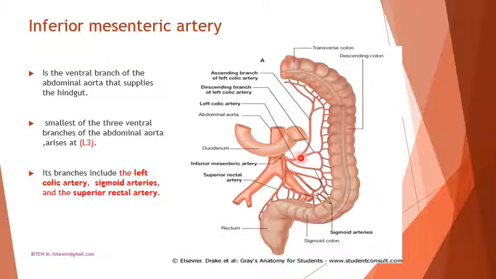Its first branch is the left colic artery. Then these are the sigmoid arteries, which are 2 or 3 in number. Then this is the superior rectal artery, which is the continuation of the inferior mesenteric artery. So these are the branches.